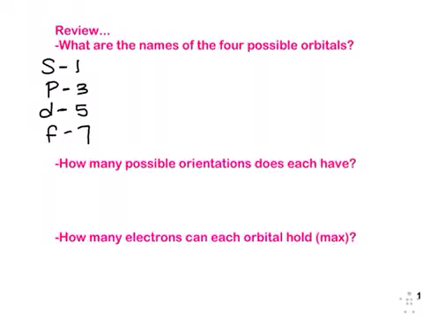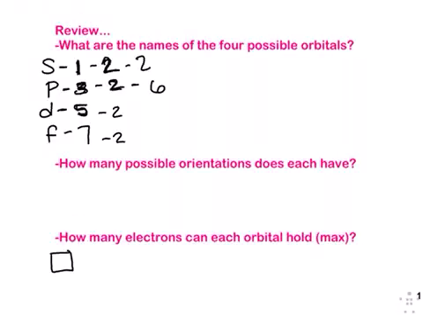So when we look at orbitals, how many electrons can be in each box? 2. We max out at 2. 1 positive spin, 1 negative spin. So then what would be the total number of electrons that can be held in the S orbital? 2. Good. So we take the 1 orbital times the 2 electrons. So what's the maximum number of electrons for the P orbital? 6. The 3 times the 2 is 6.